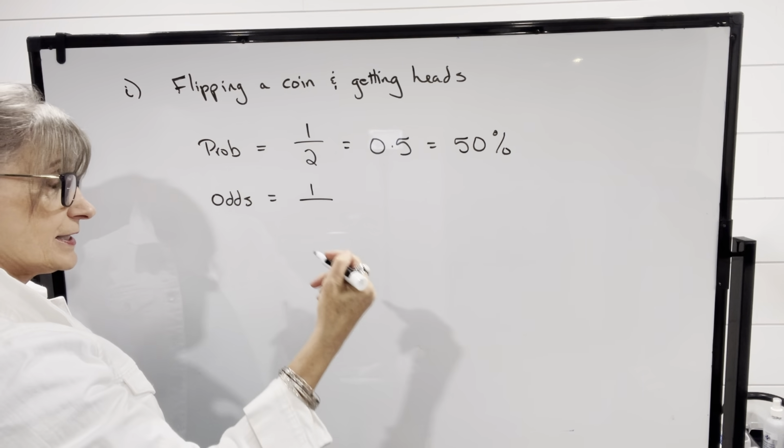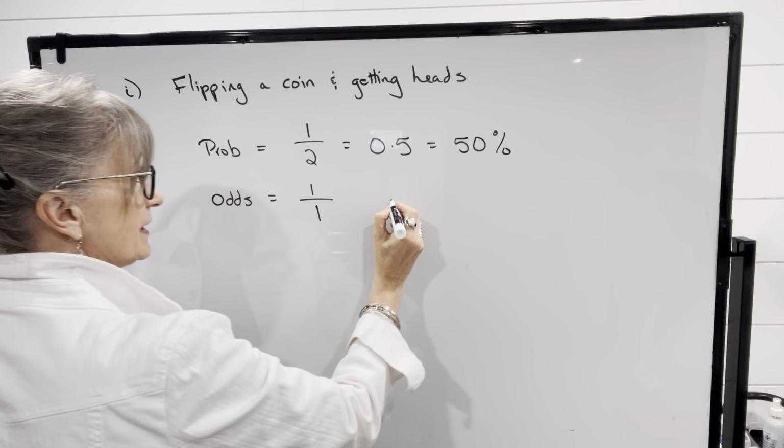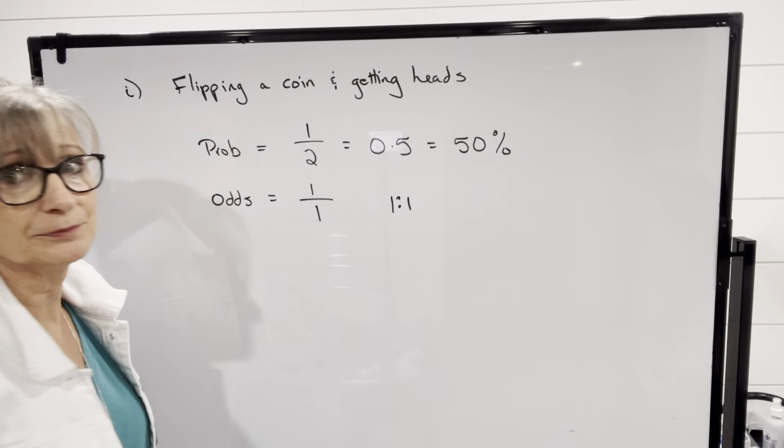Now, if we're calculating odds, the number of ways to get a head is 1. The number of ways not to get a head, which means getting a tail, would be 1. So we could say the odds are 1-to-1.